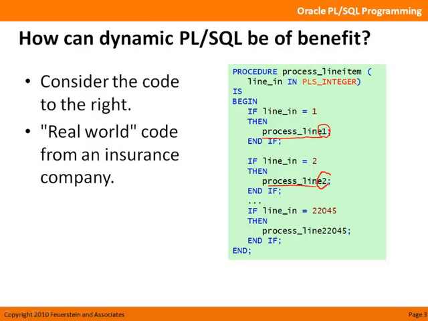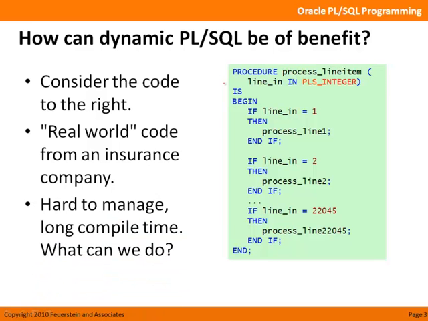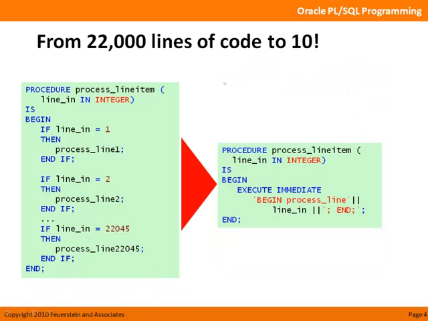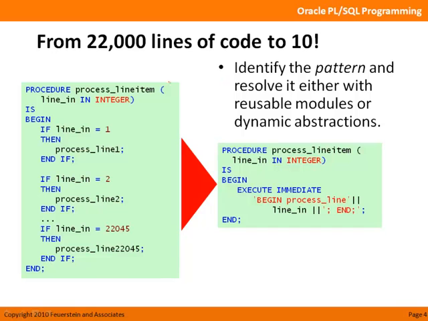And whenever you see a pattern, a repetition in your code, you should automatically think about dynamic SQL or reusable code. Now, this is one reusable program, process line item, that passes in the line number, so that doesn't help us. But maybe dynamic SQL. And that's in fact how things ended up, and it was a really wonderful moment. I took their 22,000 lines of code and brought it down to something like 10.